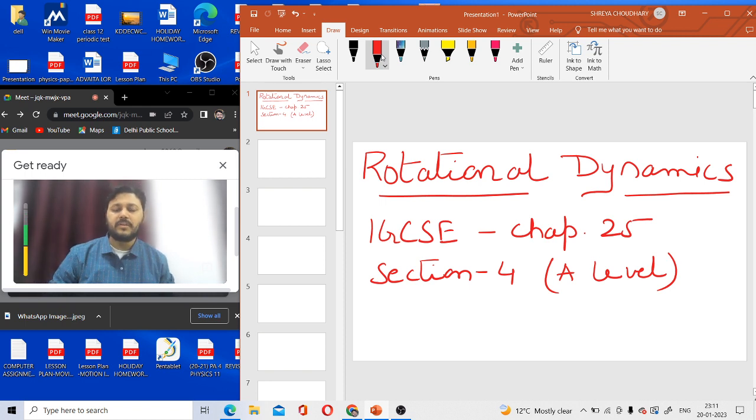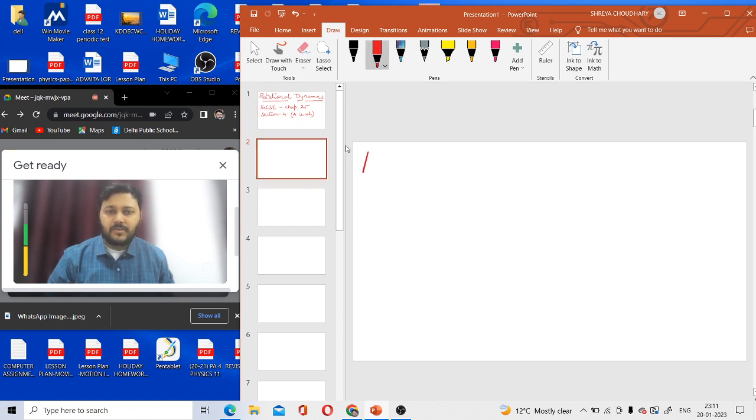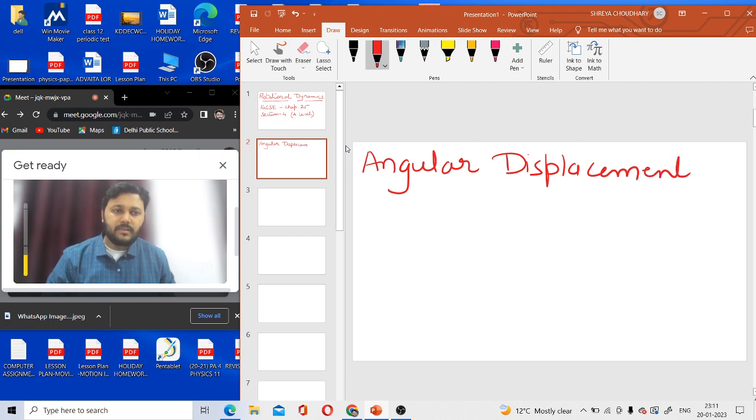So this chapter we are going to discuss today. In this chapter we have to start with angular displacement, a small topic. Initially we need to be introduced to this topic and then we'll move on. Okay, so let us start.